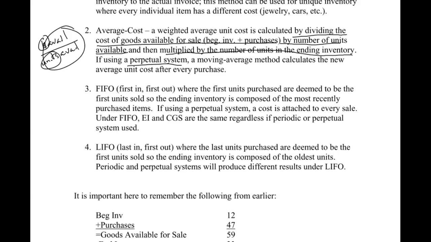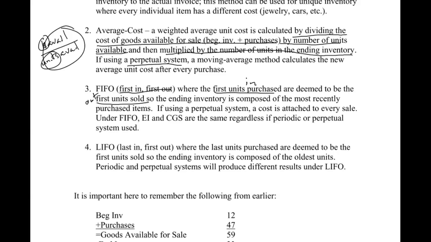All right, our next two are FIFO and LIFO. So FIFO, you can see here, first in, first out. So that just means the first units purchased are deemed to be the first units sold. So the first ones in are the first ones out. Okay, so the ending inventory is composed of the most recently purchased items. So think about that. The ending inventory is the most recently purchased items because all the old stuff is considered sold.